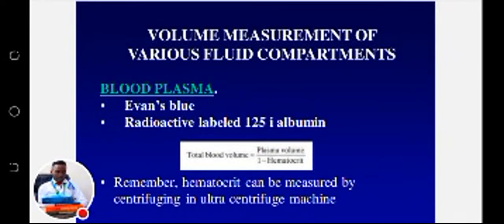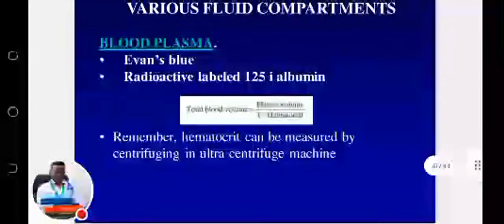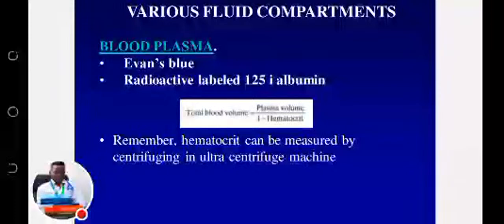Now, for the measurement of various fluid compartments, for plasma we use Evans blue, as well as the radioactively labeled iodine-125 albumin. The formula used is: the total blood volume is equal to the plasma volume over 1 minus the hematocrit value. Now remember, the hematocrit value can be measured by centrifuging. You can only get that value from a centrifuge machine.